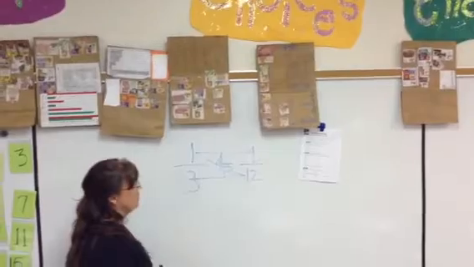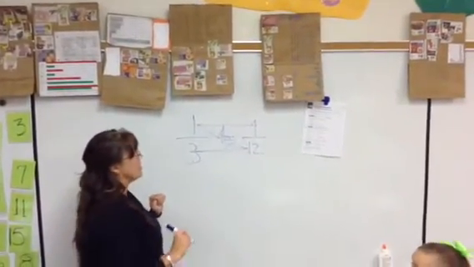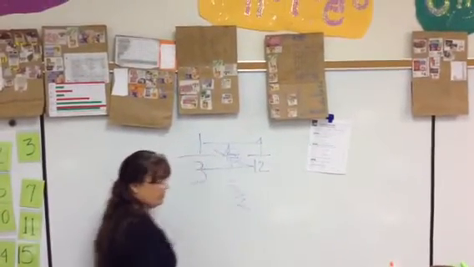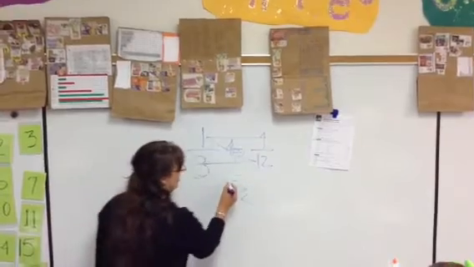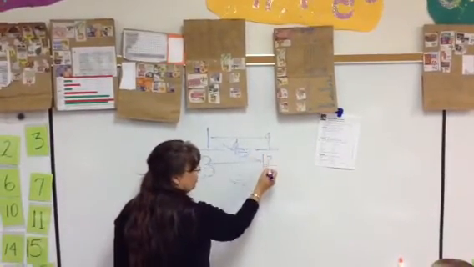Now, those are equivalent fractions, right? So if we were to compare and order them, would they be the same amount? Would they be equal, less than, or greater than? These would be equal because they are equivalent. 1/3 is equal to 4/12.